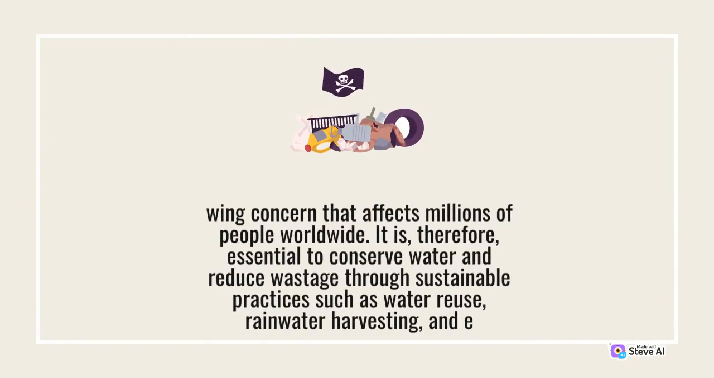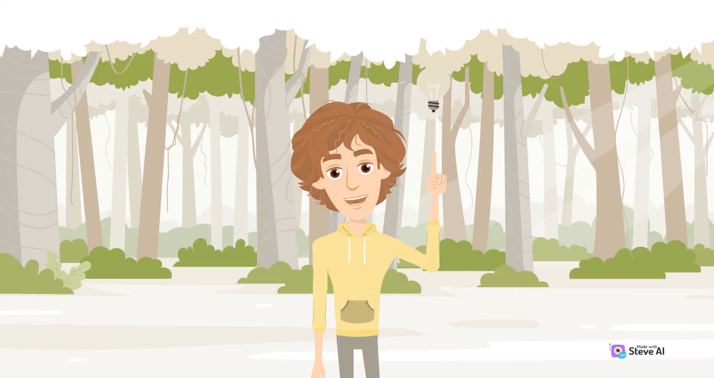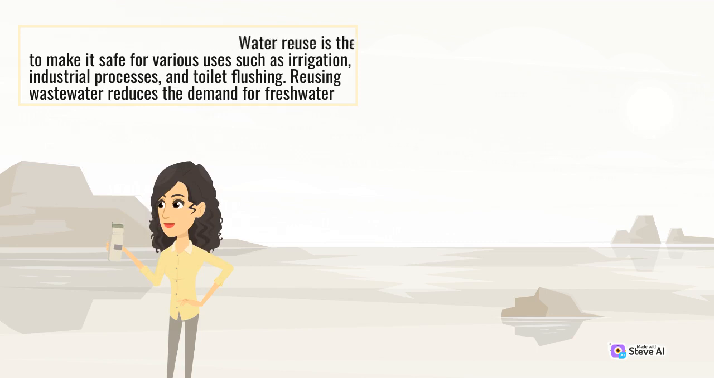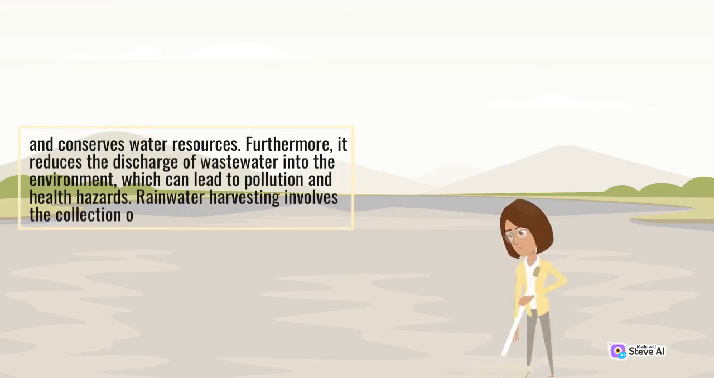It is, therefore, essential to conserve water and reduce wastage through sustainable practices such as water reuse, rainwater harvesting, and efficient irrigation. Water reuse is the process of treating wastewater to make it safe for various uses such as irrigation, industrial processes, and toilet flushing. Reusing wastewater reduces the demand for freshwater and conserves water resources. Furthermore, it reduces the discharge of wastewater into the environment, which can lead to pollution and health hazards.